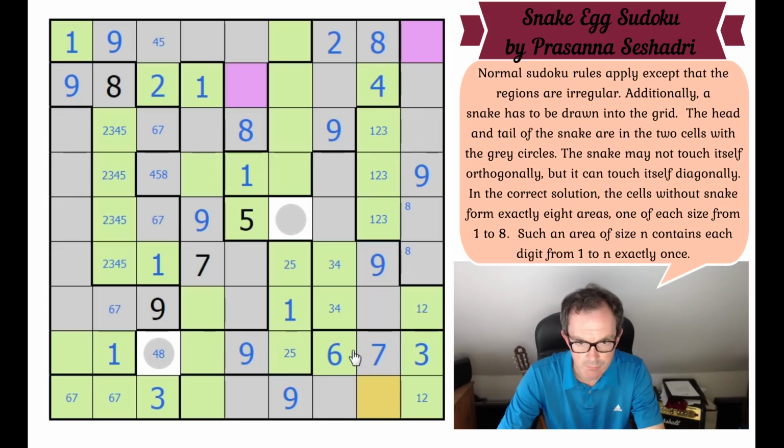Two. Where does 2 go in this region? This 2 sees all of those squares, so it can only go here. Where does 2 go in this region now? It can only go here. That resolves the 2-5 pair over there. This must be a 4 or an 8.